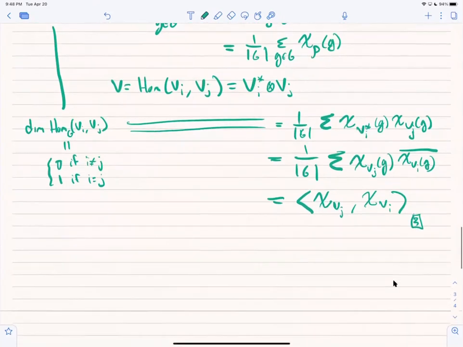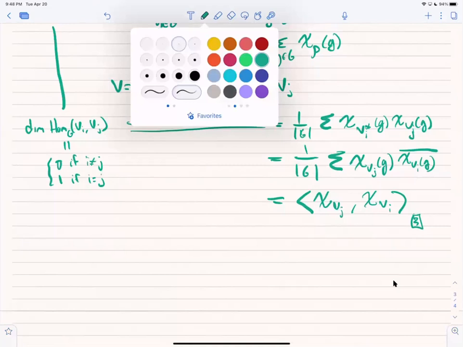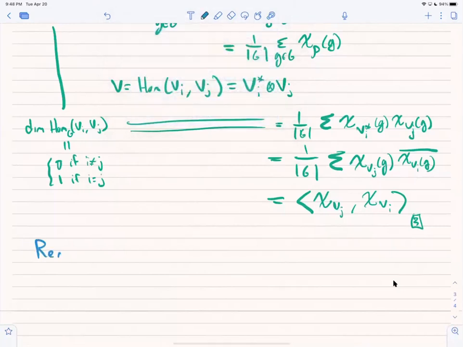And right, so just recall, it remains to show the chi-Vi span the space of class functions. So that will be next time.